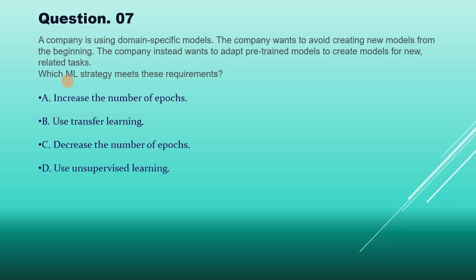So here the correct answer will be use transfer learning, option B, because transfer learning involves taking a pre-trained model which has been trained on a large data set and adapting it to a new related task. So it has multiple advantages. So option B is correct here.